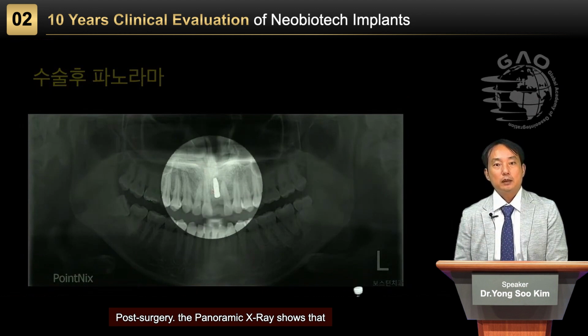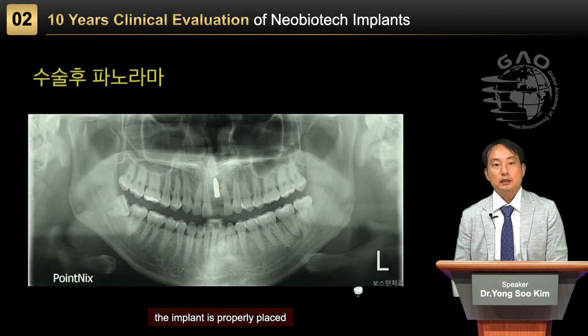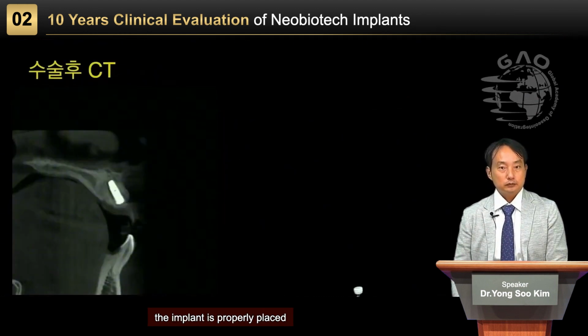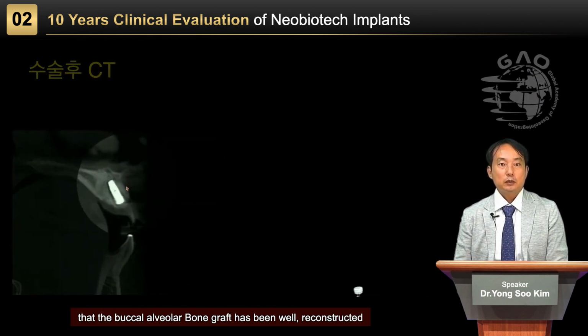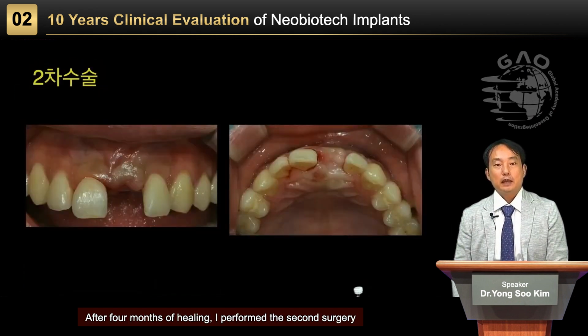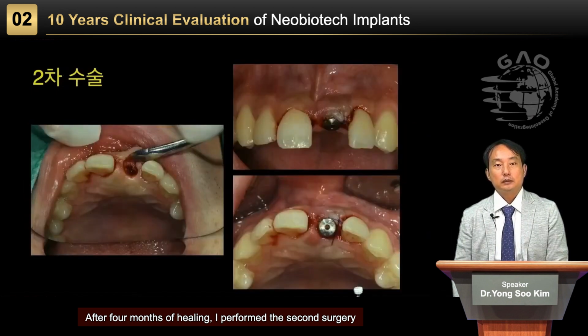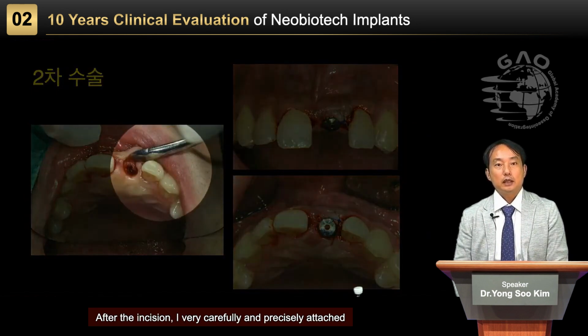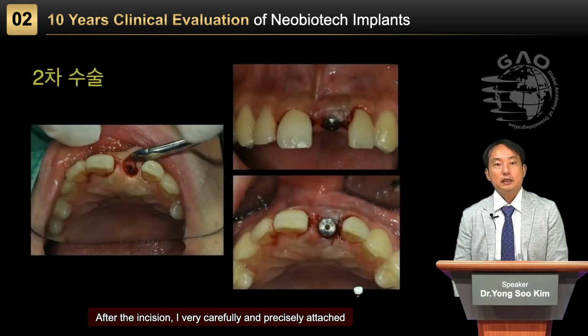Post-surgery, the panoramic X-ray shows that the implant is properly placed. Additionally, the CT images confirmed that the buccal alveolar bone graft has been well reconstructed. After 4 months of healing, I performed the second surgery. After the incision, I very carefully and precisely attached the healing abutment securely in place.